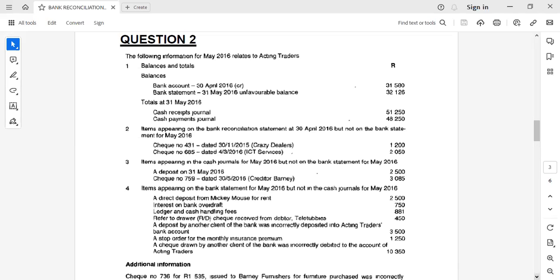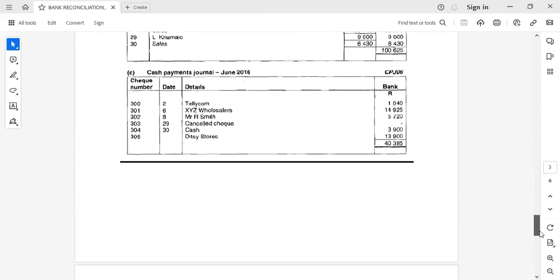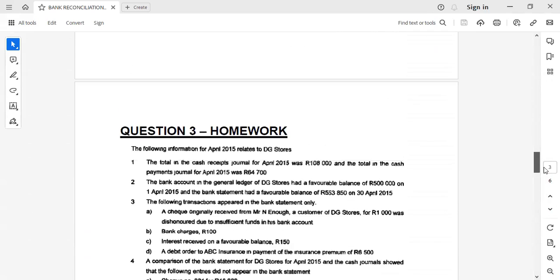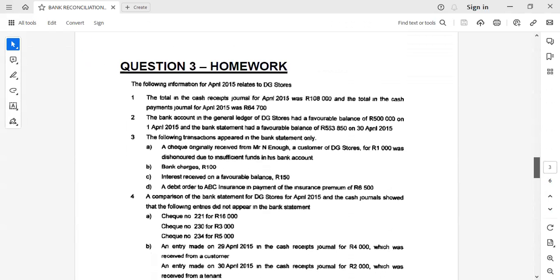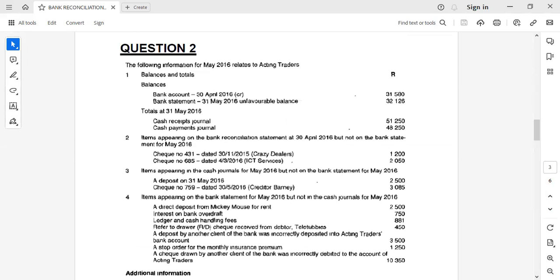Right. So for today, we're going to do question 2. And I hope you managed to do question 4 as homework, which was similar to question 1. And after doing question 2, you will be able to do question 3. Then on Monday, we're going to move on and do debtors and creditors control accounts. Right.